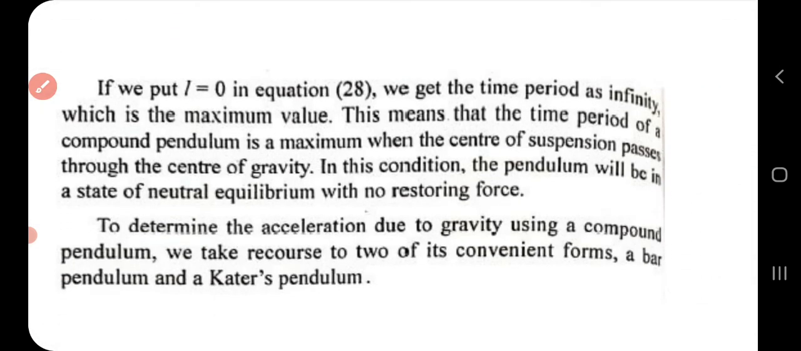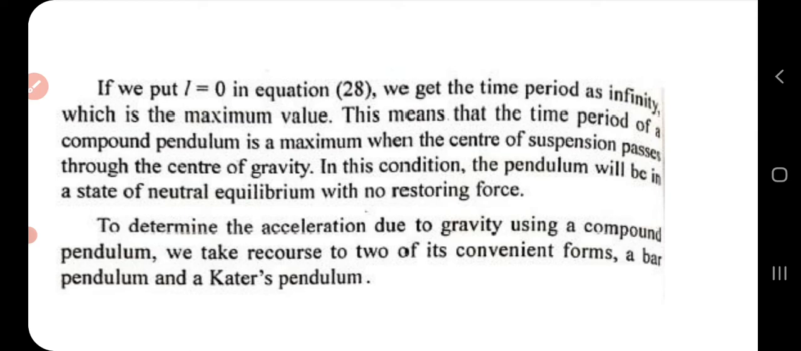Now what happens if we put L equal to 0 in equation 28? Definitely the time period will become infinity, and that is the maximum value. That is, the time period of compound pendulum is maximum when the center of suspension passes through the center of gravity. When L equal to 0 means there is no separation between center of suspension and center of gravity, right? L is actually the distance between center of suspension and center of gravity, right? In the case of compound pendulum, when L equal to 0, that means the center of suspension is passing through the center of gravity. So when L equal to 0, the time period of compound pendulum is infinity or maximum.